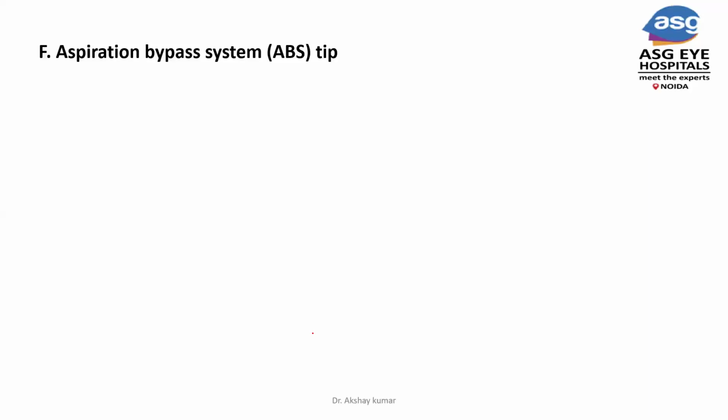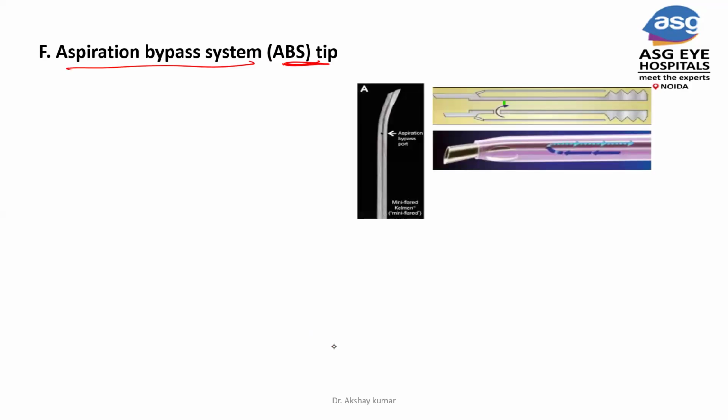Next special tip is the aspiration bypass tip. As the name itself indicates, it is an aspiration bypass tip. It has a small hole of around 0.18 millimeter diameter. You can see here. So why is it made?